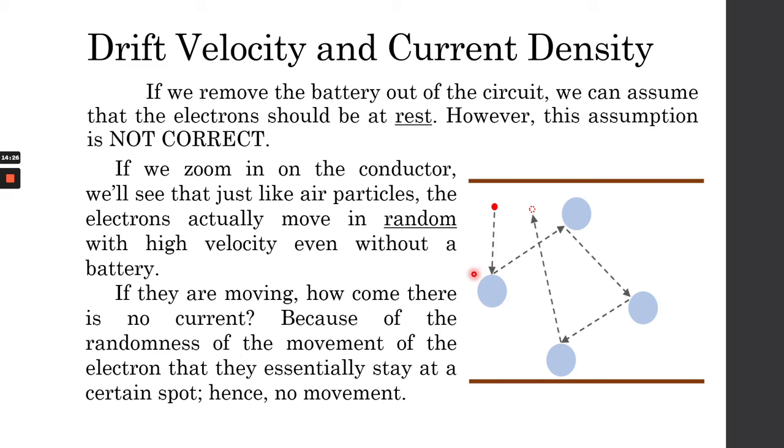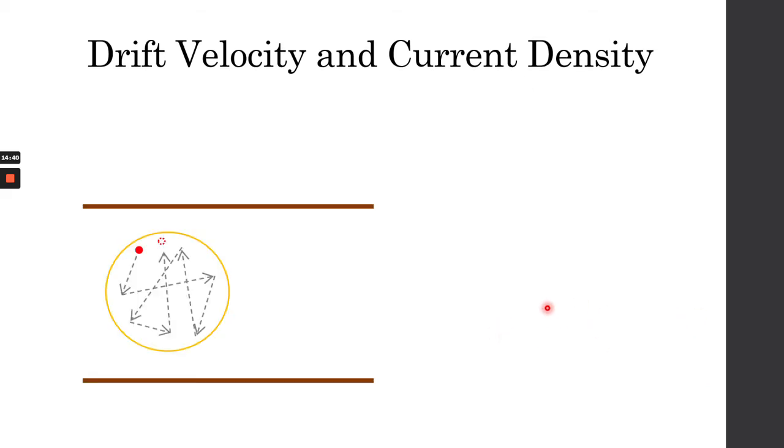So what do we mean by that? As these electrons move randomly, it's because of the randomness of their movement, the randomness of their collision, and the randomness of their zigzag pattern. And what we're going to see is something like this. There's an area where the electron just keeps moving around and never leaves this area right here.